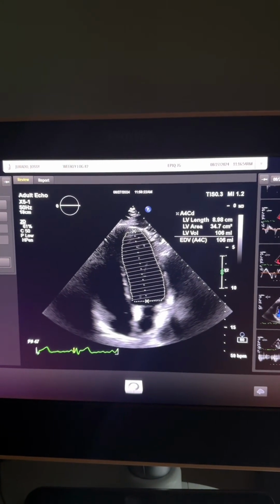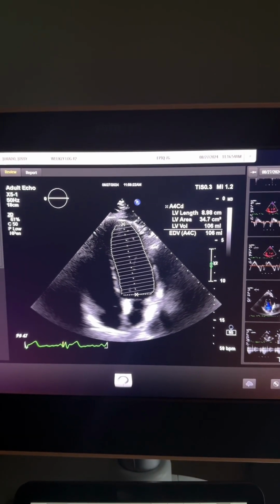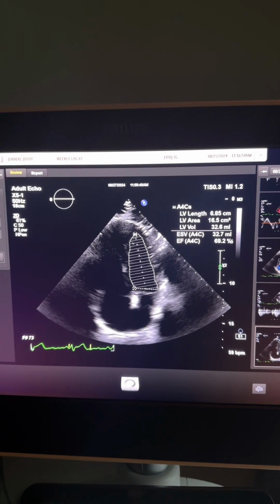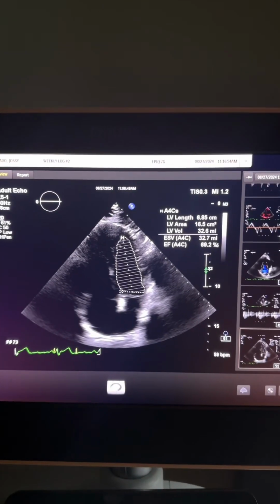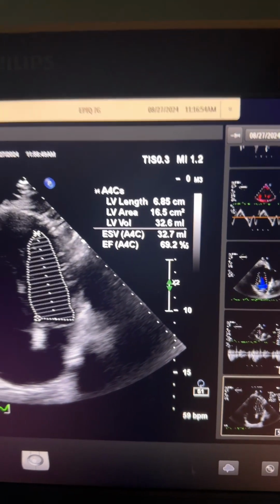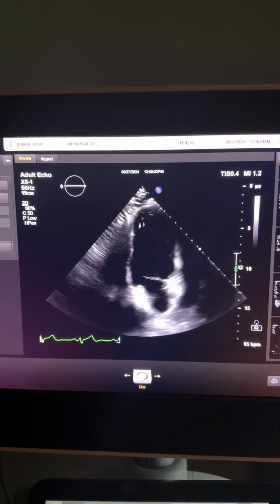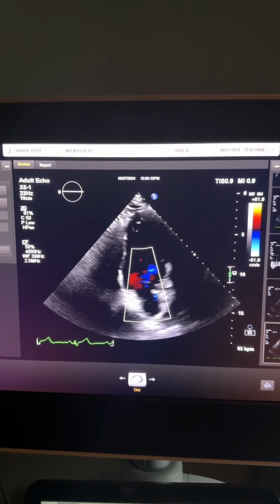I then used the Simpson's method in both diastole and systole of the apical 4 chamber. This gave me an ejection fraction of 69.2. I also did an apical 2 chamber with color.